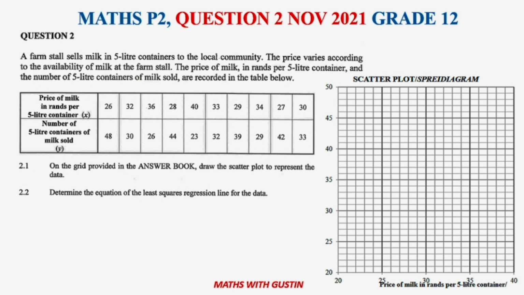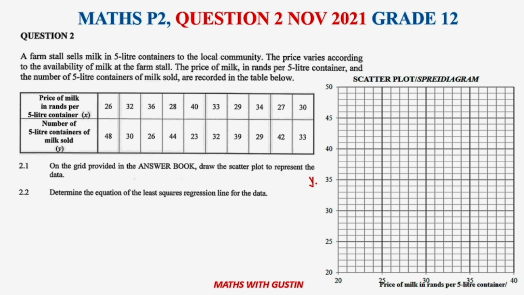Now let's have a look at this question. It is a statistics question. This question is divided into 2.1 up until 2.4. Let's deal with the first question. It says, on the grid provided in our answer book, we need to draw a scatter plot to represent the data. On the scatter plot in our answer sheet, we know that the x-axis has the price of milk, and the number of containers sold is the y-axis.